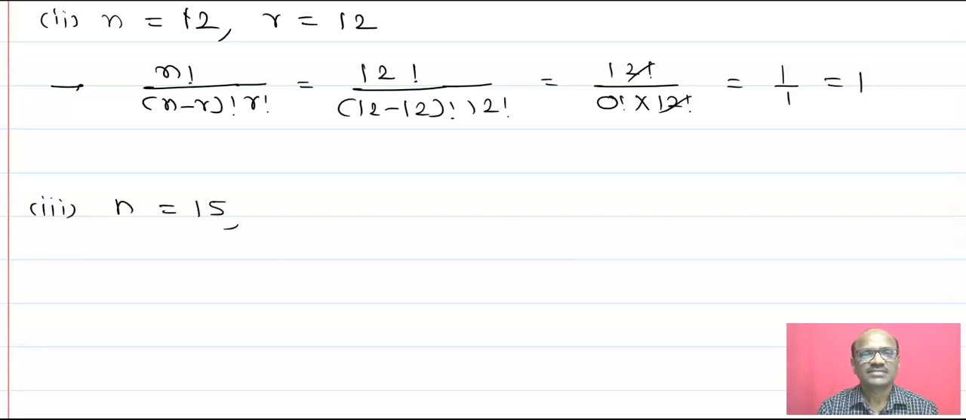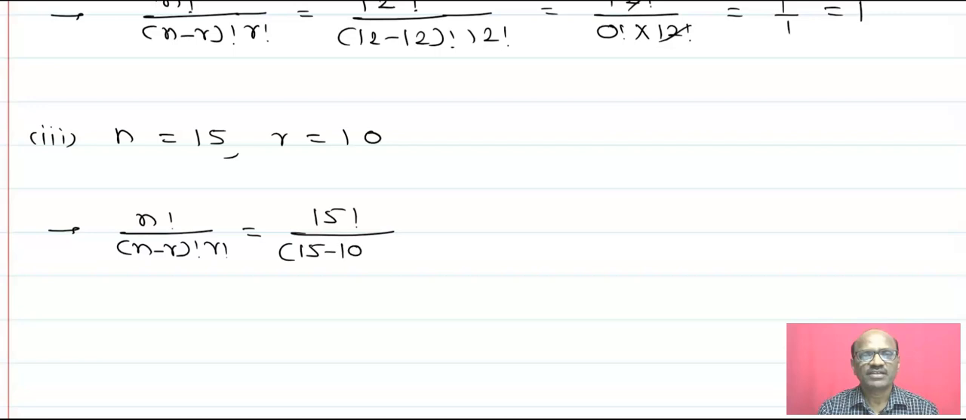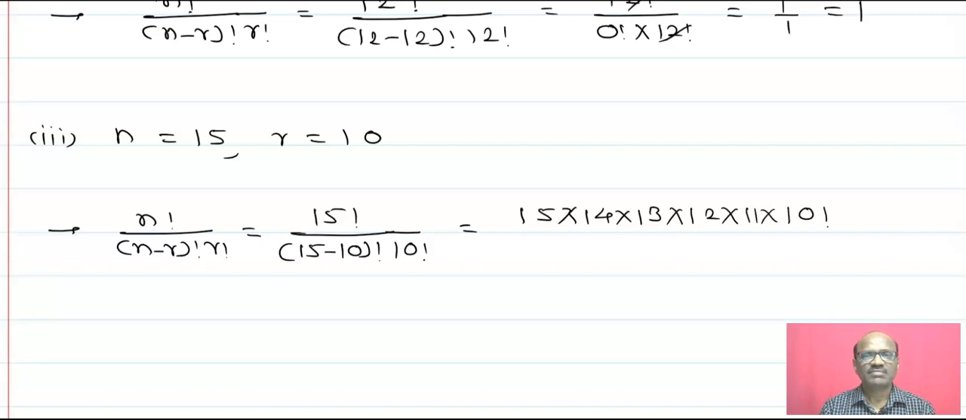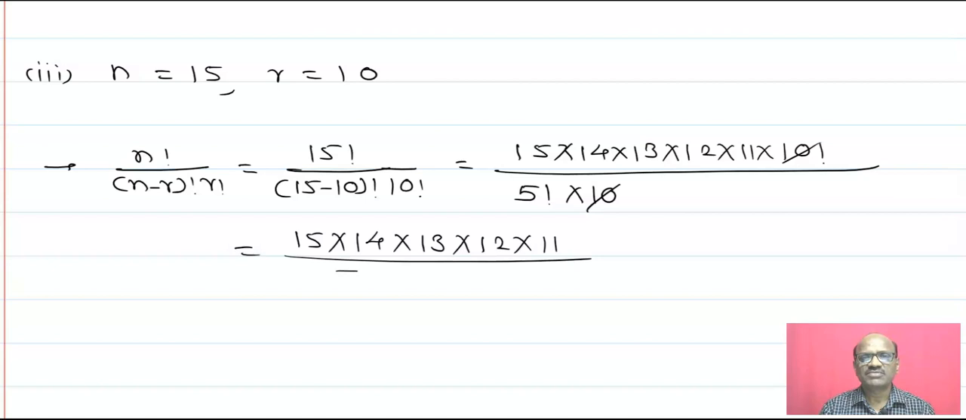Next is n is equals to 15, r is equals to 10. Now this can be written as n factorial upon n minus r factorial into r factorial. That is 15 factorial upon 15 minus 10 factorial into 10 factorial. Now see this, 15 factorial we will extend up to the 10 factorial, that is 5 factorial into 10 factorial. 10 factorial gets cancelled. Now I have not written the 10 factorial in the denominator, but it is there. Now these terms will get cancelled.